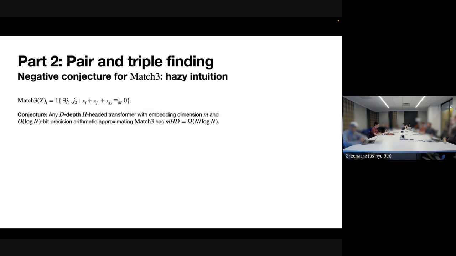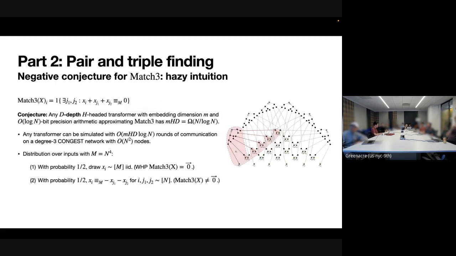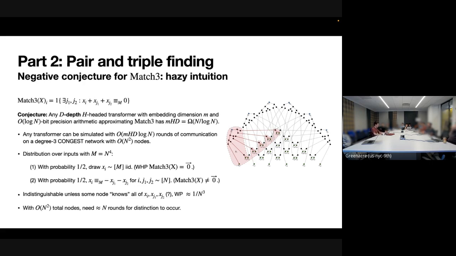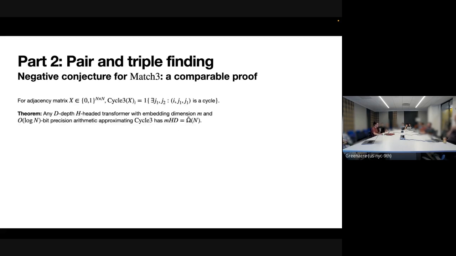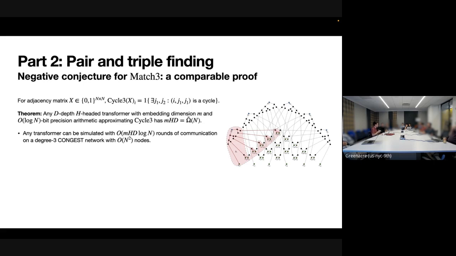And we have some intuition for this. For the sake of time, I'm not going to talk over it much, but it relies on the idea that you can draw a connection between transformers and CONGEST networks, and I think this problem would be hard to do with a CONGEST network. It would probably be better to either talk with me offline about this or check out the paper. But we have some intuition that we think this should work, and we proved it for a similar problem where you can use other techniques.